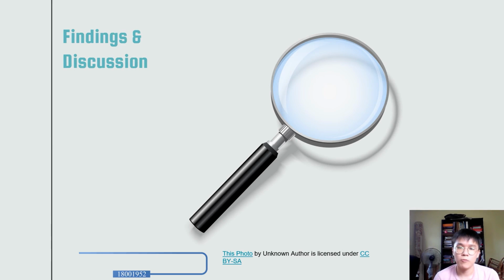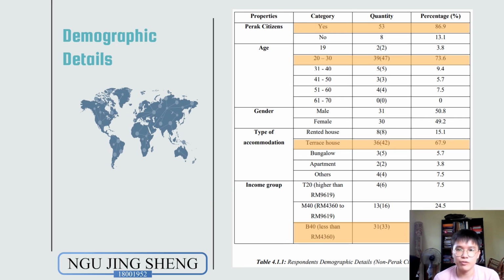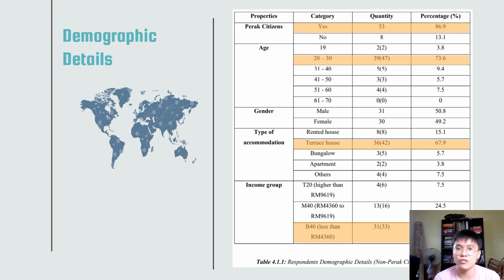Hello, I'm Jing, so I'm going to continue with the findings and discussion. From the survey that we distributed, we have collected demographic data. Most of our respondents are between the ages of 20 and 30, while the gender is mostly equally distributed between male and female. Nearly 68% of our respondents are living in terrace houses, while nearly 59% of them are from the B40 group.